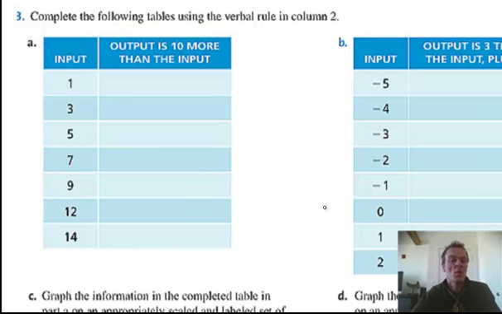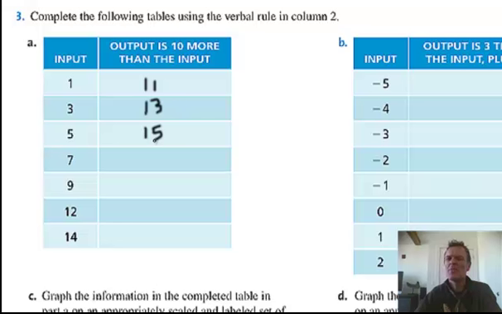So when the input is 1, right here, what's the output? If it's 10 more than that, it must be 11. 10 more than 1 is 11. If we've got 3, what's 10 more than that? We'll add 10 to 3, I get 13. Again, with a 5, 10 more than that is 15. So I'm just adding 10 to all of these inputs.